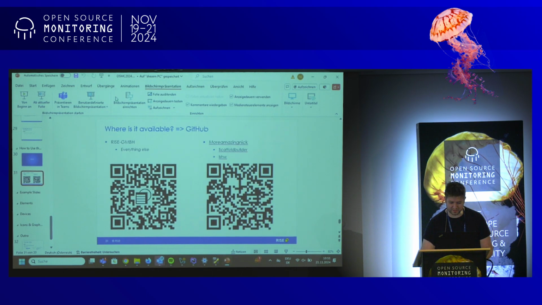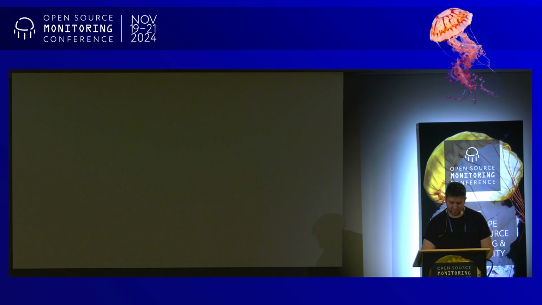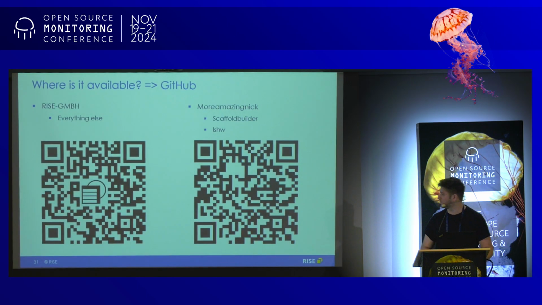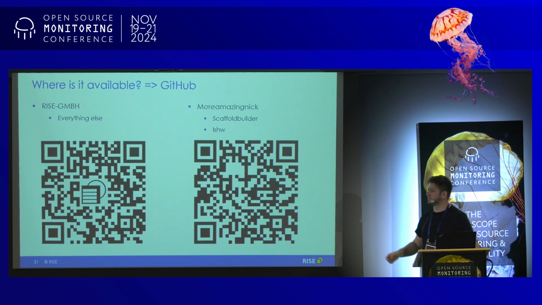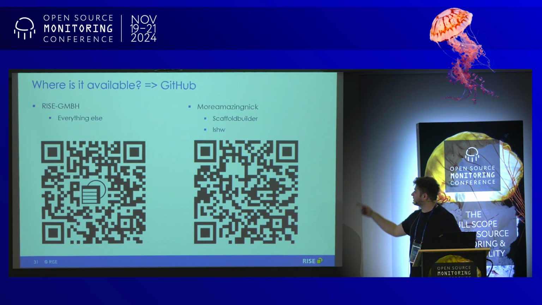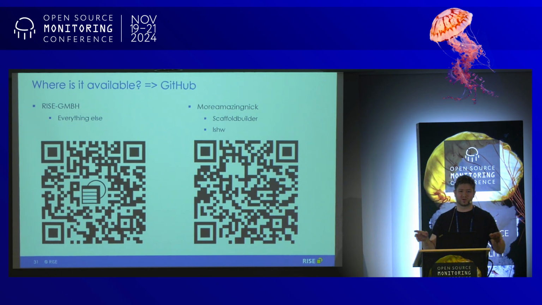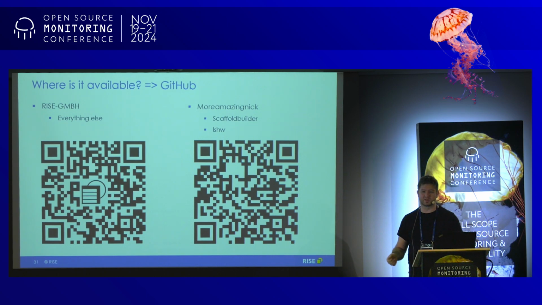Where to get that? You can get most of the things from our company repository. That's the QR code to the left. Or you search for RISE GmbH. Or you can use my GitHub repository for the scaffold builder and LSHW. The scaffold builder is a module that helps you build modules, and it is used for all of that.